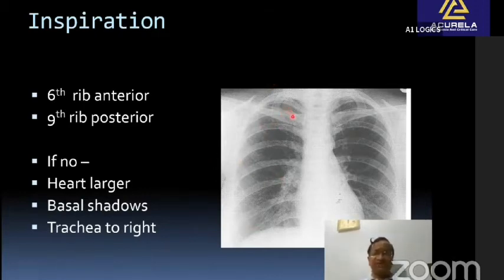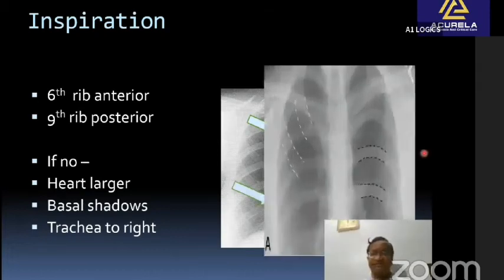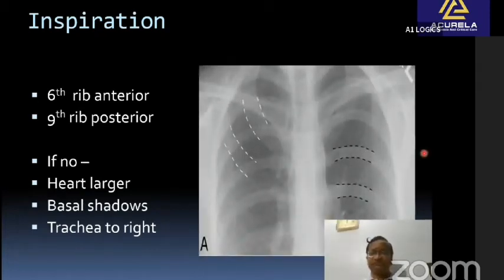And the ninth rib is posterior. If it is not taken properly in deep inspiration, the heart may look enlarged and basal shadows may be there. So that is why here I am showing the anterior ribs. This is the posterior ribs and this is the anterior ribs.